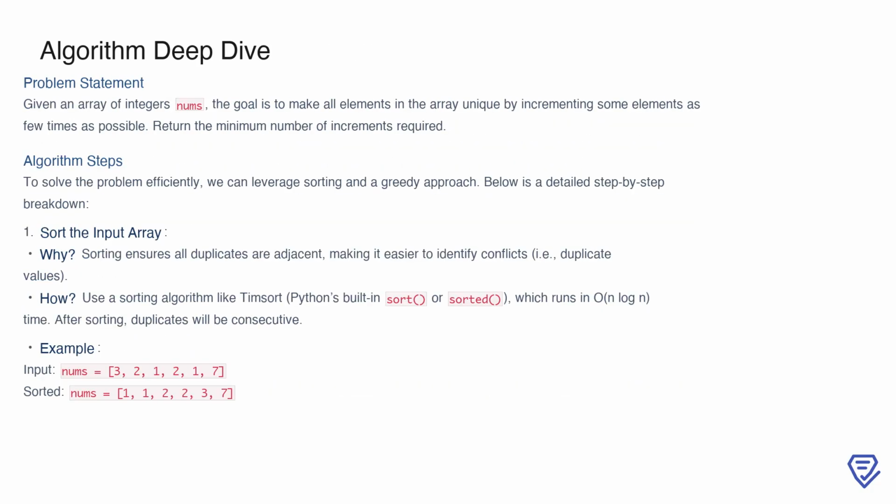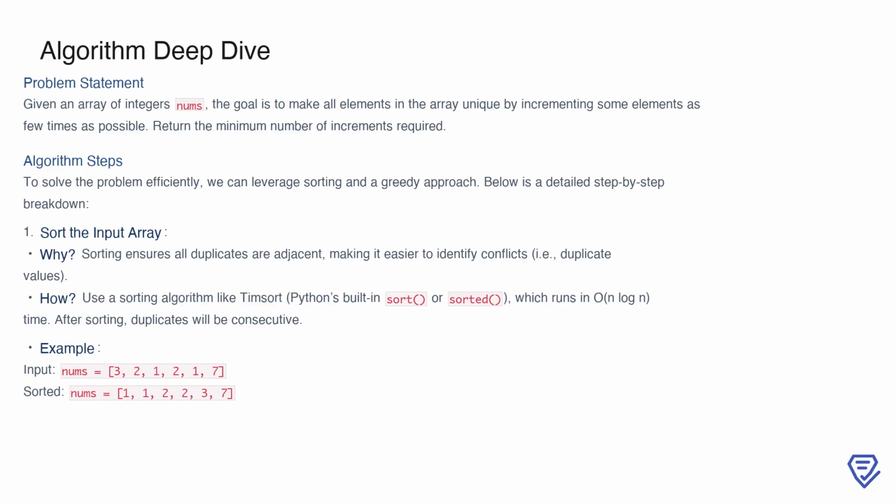To solve this problem, we need to ensure that all elements in the array are unique, and we want to achieve this with the minimum number of increments. The key idea is to leverage sorting and a greedy approach. By sorting the array first, we can easily identify duplicates since they will be adjacent. For example, if the input array is 3, 2, 1, 2, 1, 7, sorting it gives us 1, 1, 2, 2, 3, 7. This makes it clear where the duplicates are and allows us to resolve conflicts systematically.